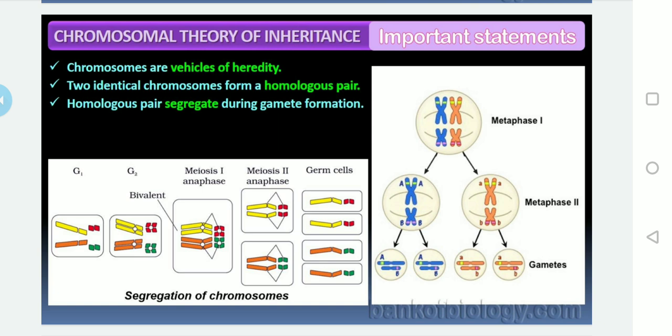Can you identify the different phases? The G1 is nothing but growth phase first. G2 is growth phase second. Then you can identify formation of bivalents. Also meiosis I anaphase, meiosis II anaphase. And you can identify the formation of the germ cells. That's the sex chromosomes.